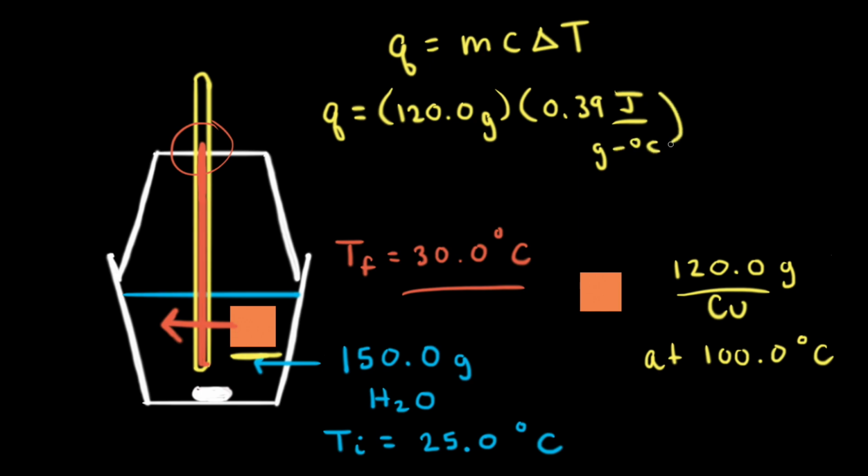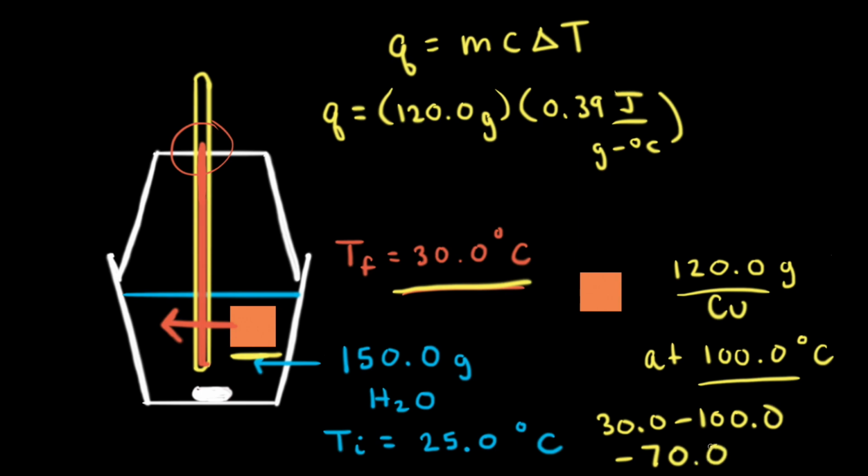And let's think about the change in the temperature of the copper. The final temperature of the copper was 30.0 degrees Celsius, and the initial temperature of the copper was 100.0 degrees Celsius. So the change in the temperature would be 30.0 minus 100.0, which of course is negative 70.0. So let's plug in negative 70.0 degrees Celsius.